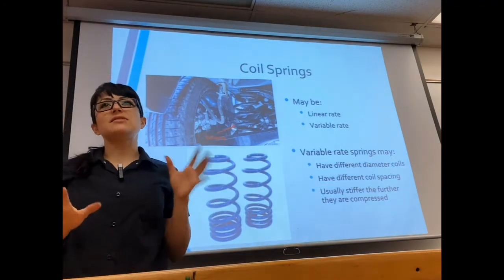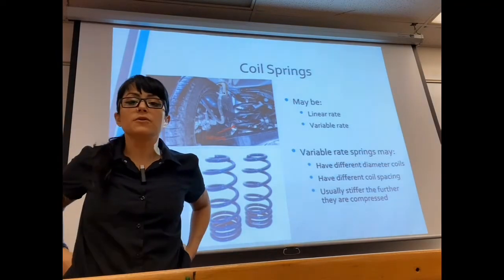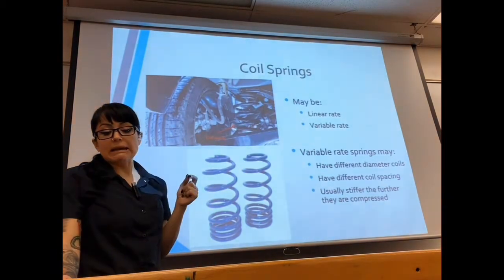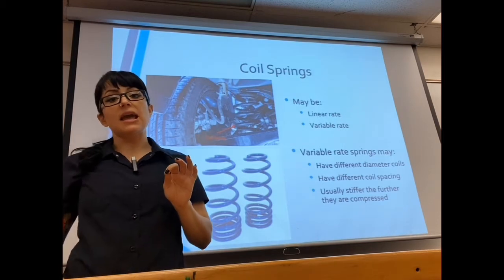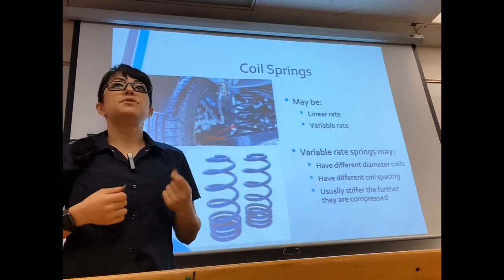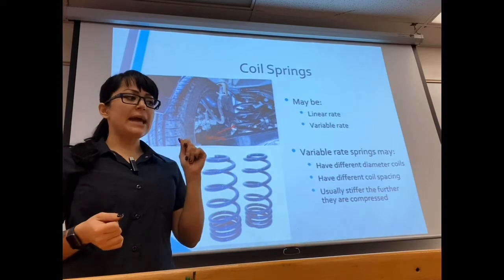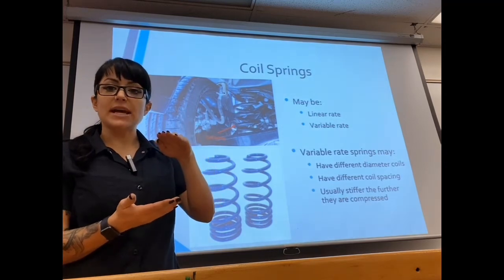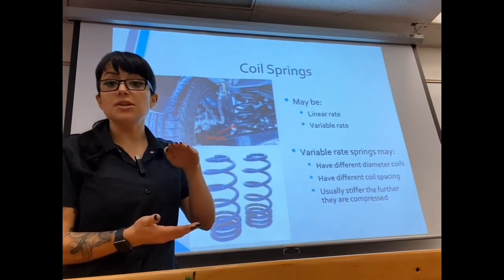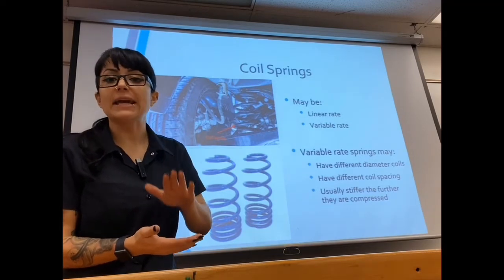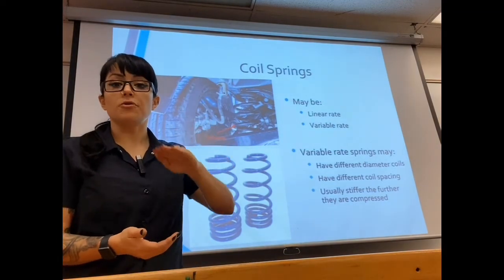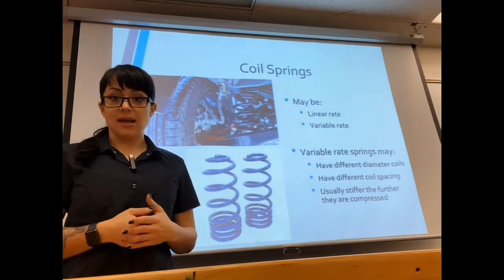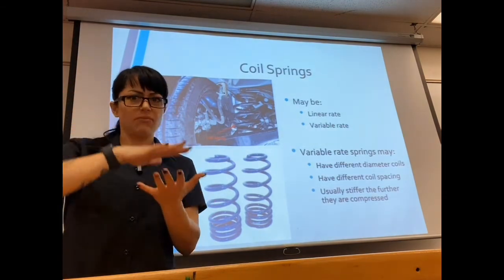Now, and this goes for most of your springs, but coil springs specifically can be linear rate or variable rate, meaning does that spring act the same no matter how it's compressed? So if we're looking at a spring rate, let's say for a particular spring to compress 1 inch, it would take 100 pounds. To compress an additional inch, it would take another 100 pounds, and every inch after that would be an additional 100 pounds. That would be a linear rate spring, meaning it acts the same throughout its entire compression.